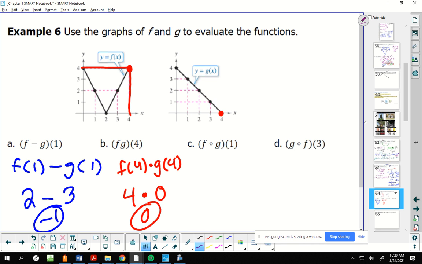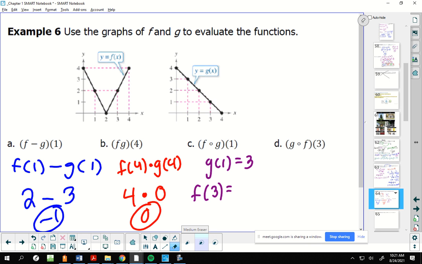Composition of functions. We have to work from the inside out. So we have to do g of 1 first. So g of 1, when x is 1, the height of our function is 3. And then, since g of 1 is 3, we're going to plug that into f. So f of 3, when the x value is 3, our height is 2. Again, you work from the inside out. G of 1, then take that result and plug it into f.